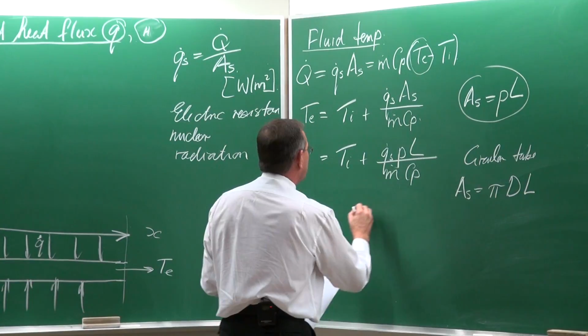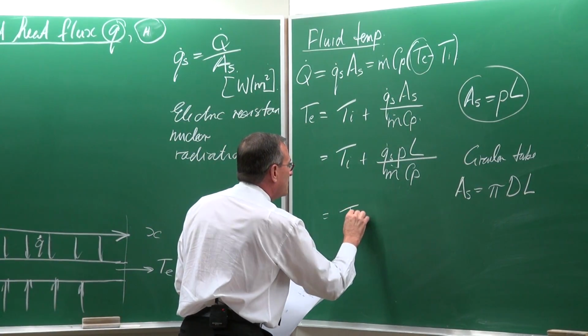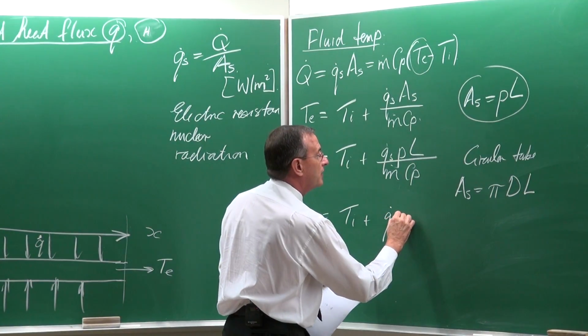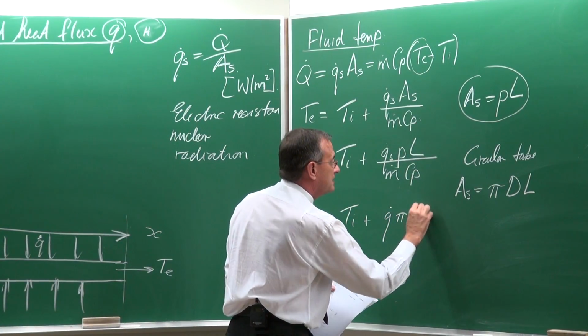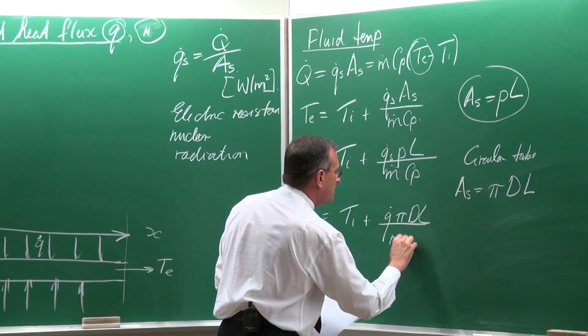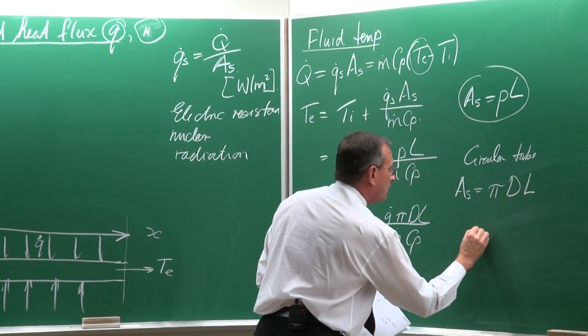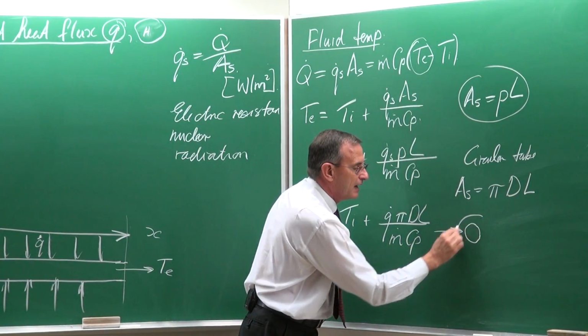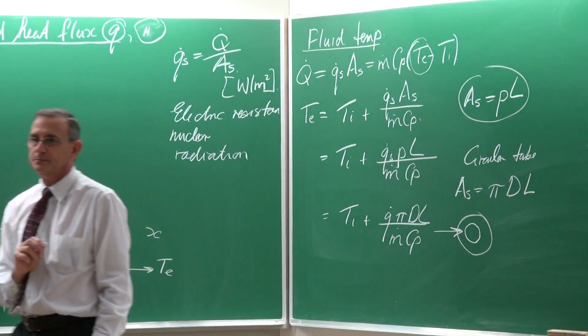So we can also write it as the inlet temperature plus the heat flux multiplied by pi D L divided by the mass flow rate Cp. And I'm making this drawing to indicate it is only valid for a circular tube.